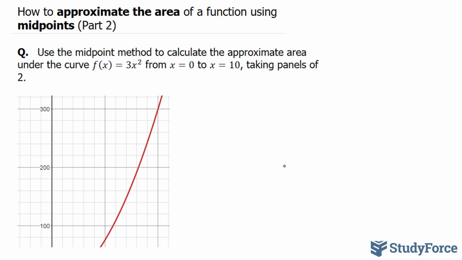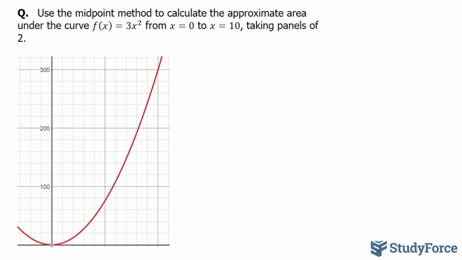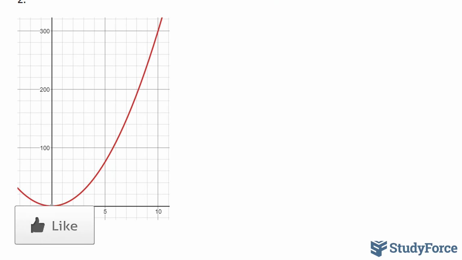To make it easier to visualize what they're asking in this question, I'll first show you what the function looks like graphed. They want us to approximate the area from here all the way up here using the midpoint method. Now they tell us that they want us to take panels of 2. This means that we will be creating rectangles that have a width of 2.